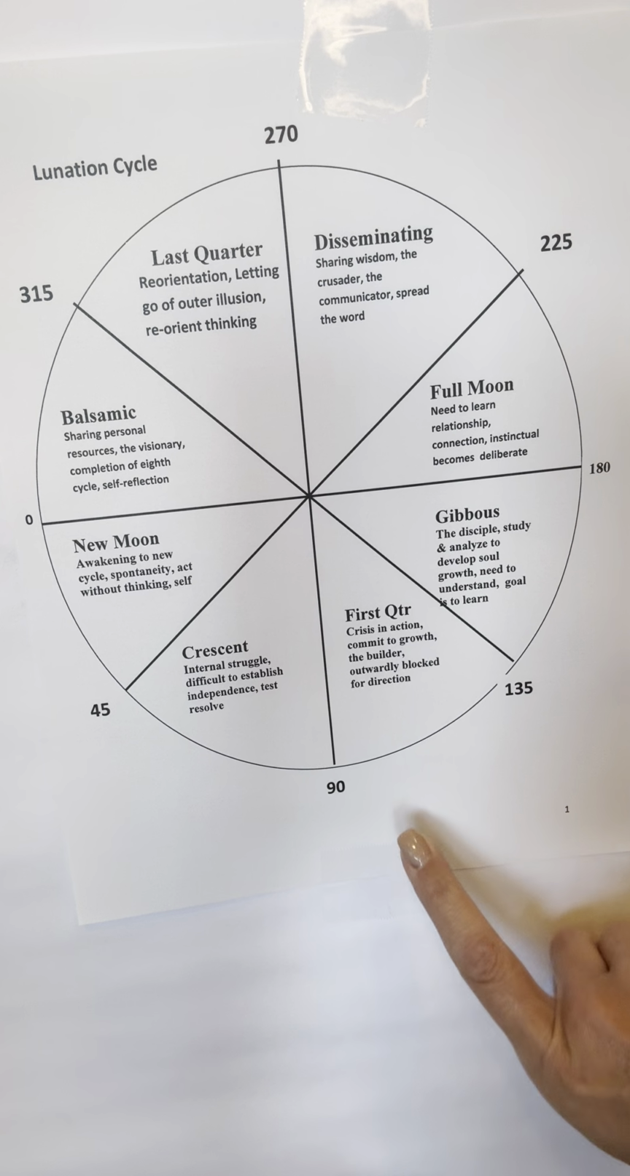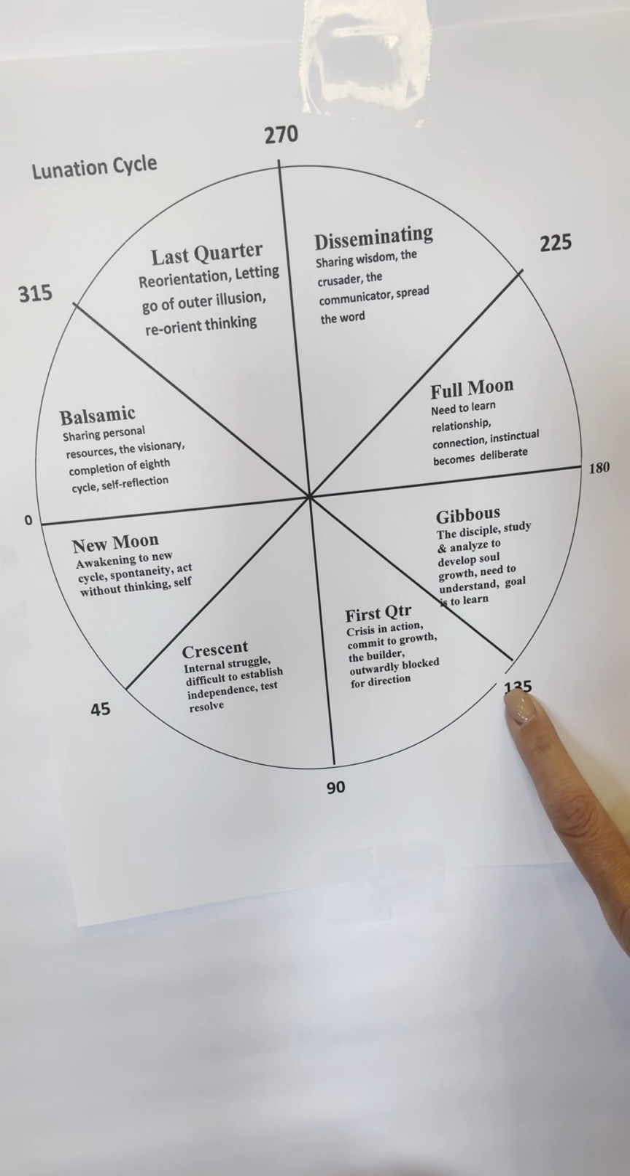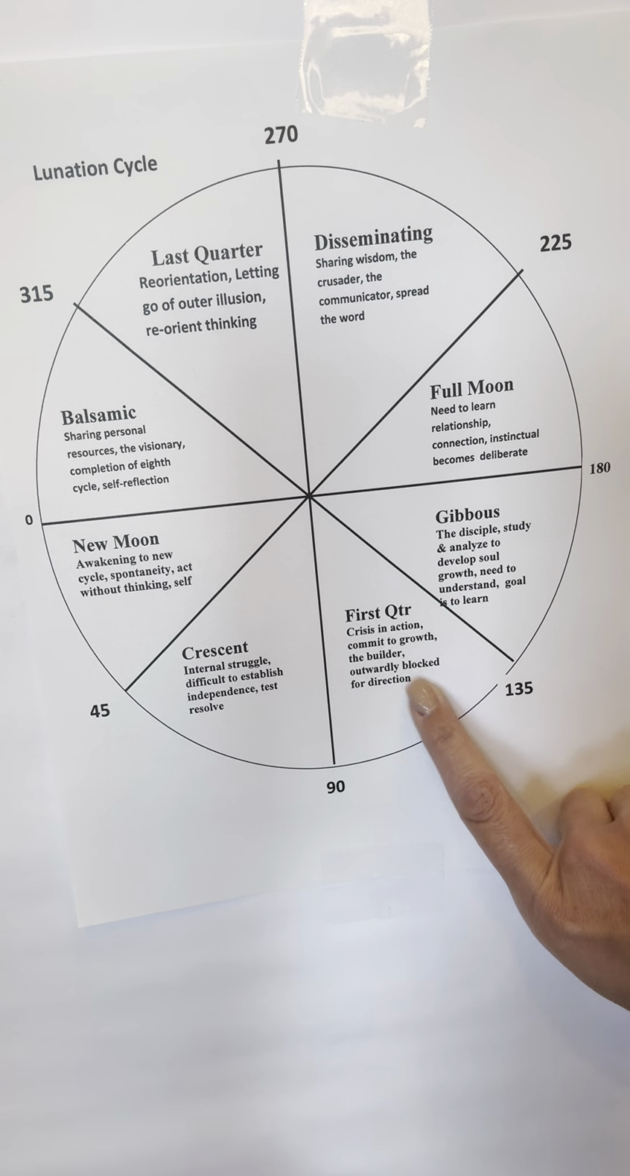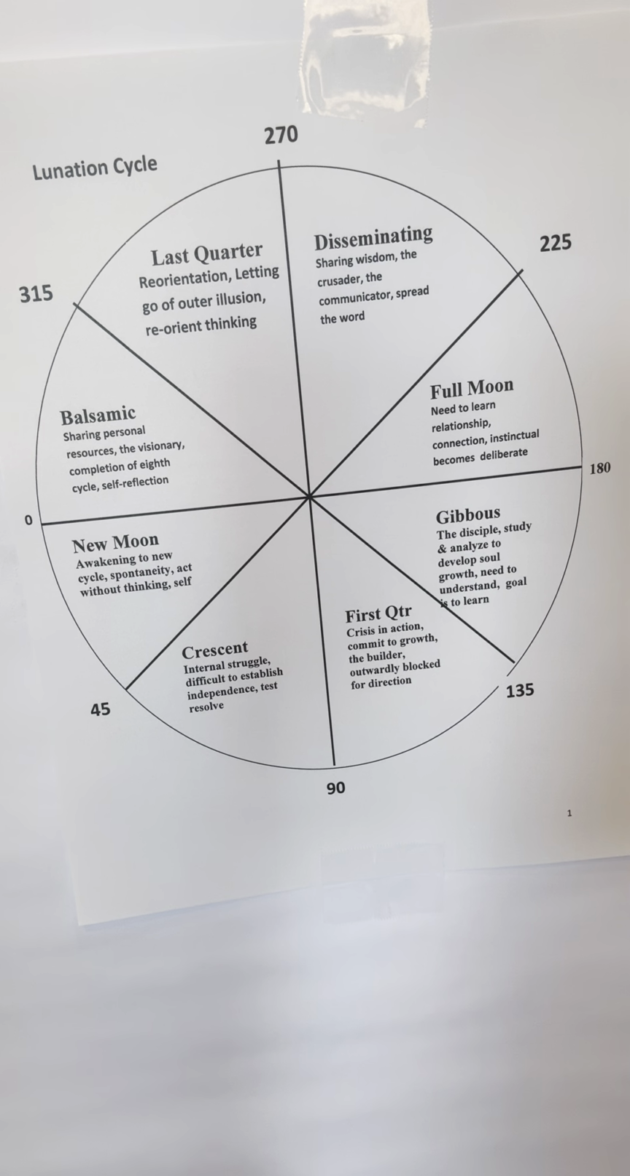First quarter, this is between 90 and 135 degrees. This is called a crisis in action phase. These people are instinctive, spontaneous builders. When they encounter an obstacle, they naturally act, adapt, and keep going.